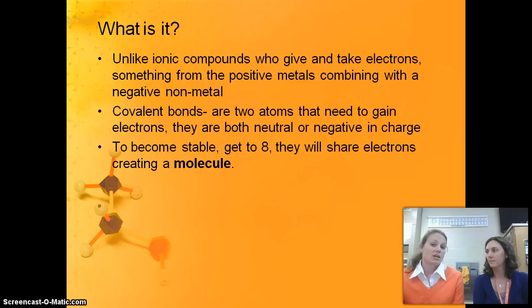Now, the difference in naming: in Chapter 8, everything is going to be called a molecule. Everything in Chapter 7 was called a compound when it was ionically bonded. Now we're going to be calling them molecules. Big difference.